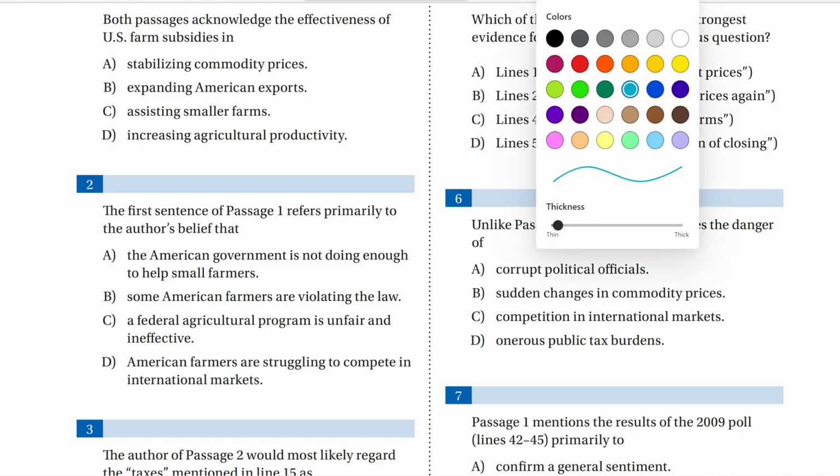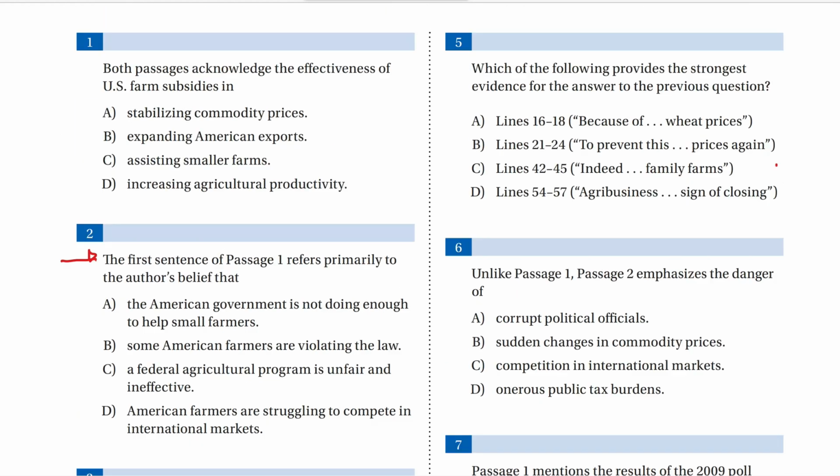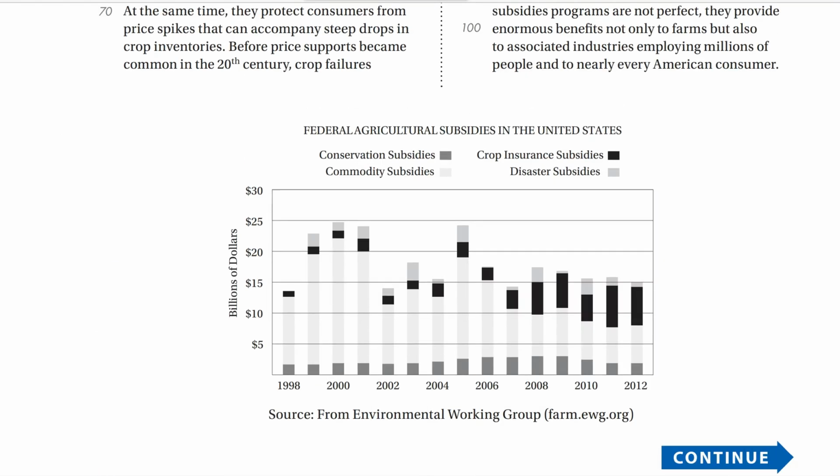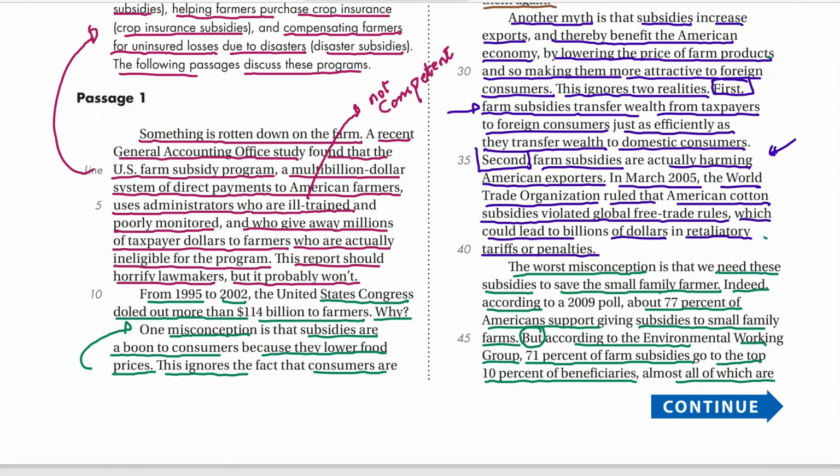Ahmed Hassan, would you read the first question please? The first sentence of passage 1 refers primarily to the author's belief that... Wait a minute. And let us go to the first sentence. And I'm going to ask Hajar. Ya Hajar, use your mic please. And let us go to the first sentence. And here is the first sentence.